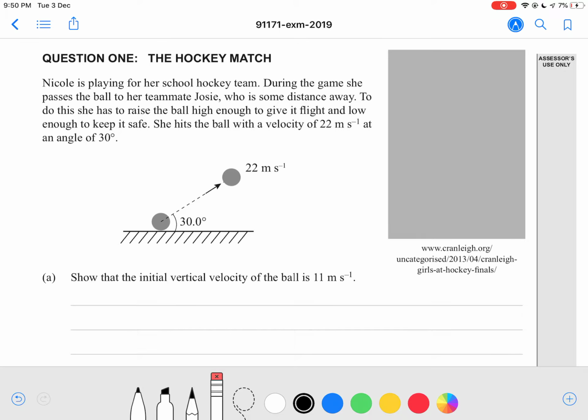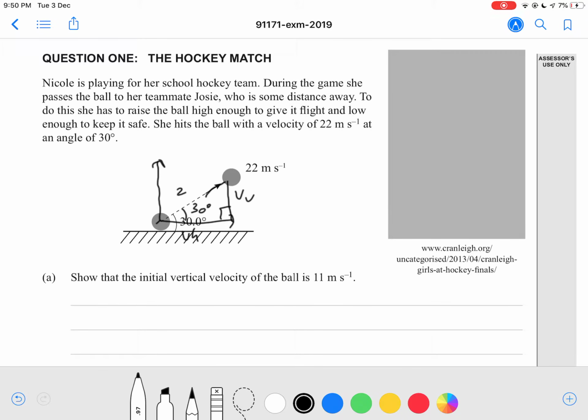Alright, question A. Show that the initial vertical velocity of the ball is 11 meters per second. So initial vertical velocity refers to the vertical component of the velocity. As you can see here, we have a right angle triangle, so we can apply SOHCAHTOA. This angle is 30 degrees, and this vertical here is the vertical velocity, VV, and the horizontal velocity is VH.